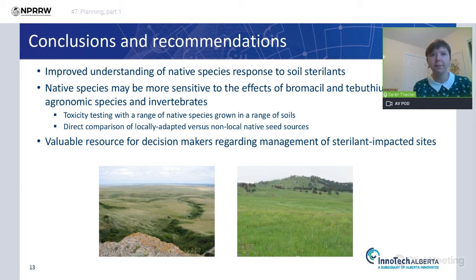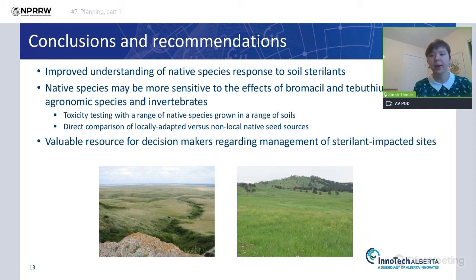I think that some interesting areas for future work, or to advance this further, would be to complete more toxicity testing with a greater range of native species, but also in a range of soil types to see what the variability could be across the entire province where these sterilants would have been applied. As a side note, I also think directly comparing locally adapted versus non-local seed could be really interesting. It wasn't a focus of this study, but it would be interesting to see if we compared locally adapted versus non-local blue grama, for example. Would there be a difference in how they tolerate these sterilants?